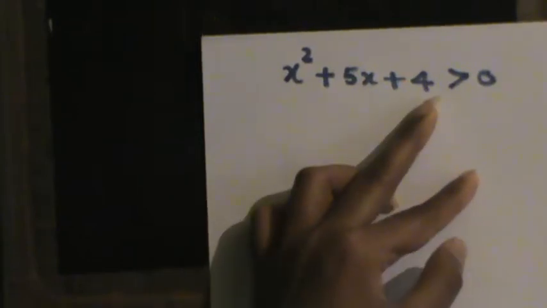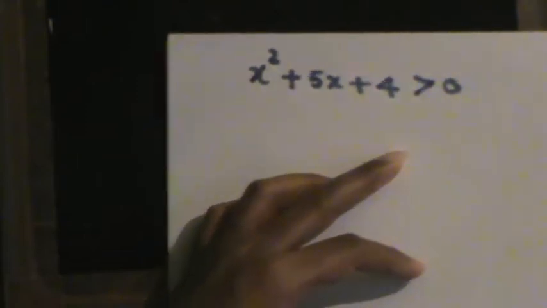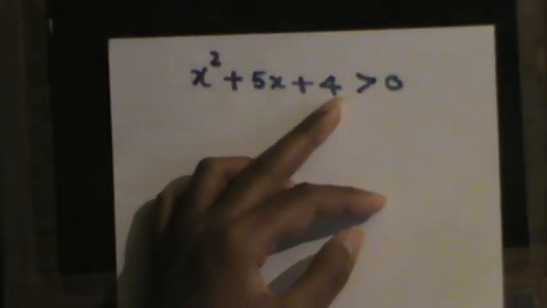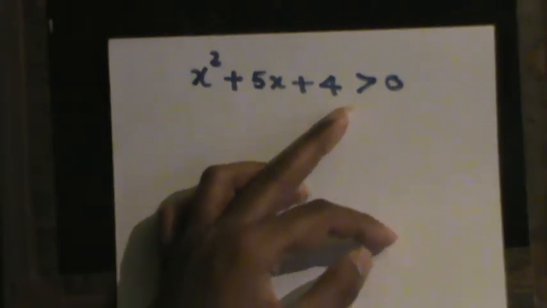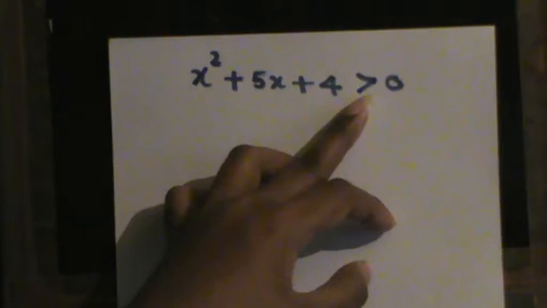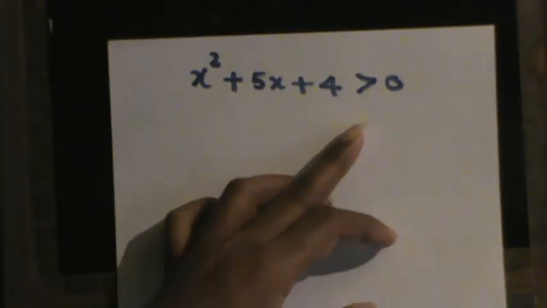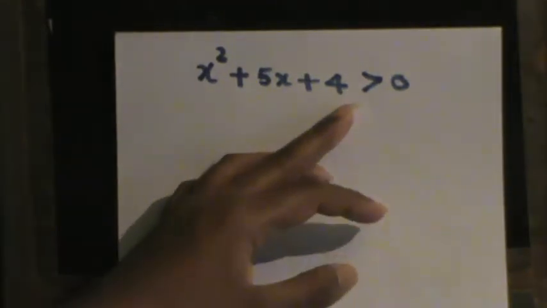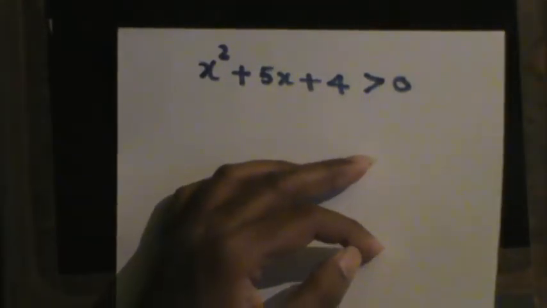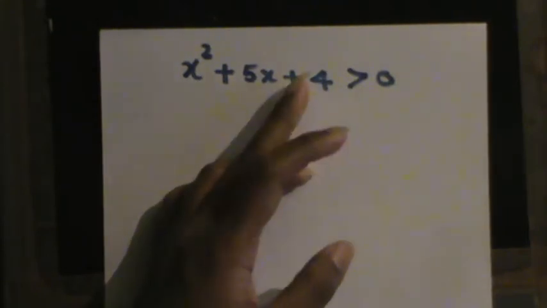Now you can't get an exact value for x because this is an inequality, not an equation. If this was an equation, you can easily solve for x using factorization, completing squares, or the general quadratic formula. You have many options if this is an equation. But if you have an inequality like this, whether greater than 0, less than 0, greater than or equal to 0, or less than or equal to 0, how can we solve this? That will be the main topic of this video.